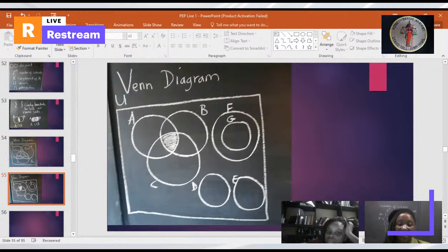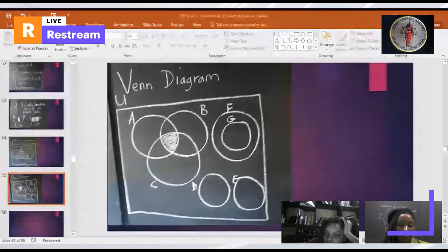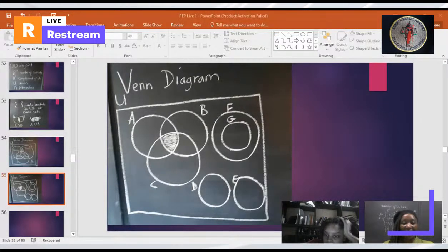All right, so looking at this last diagram, this is the last diagram we're going to be contemplating. Now, we have several sets here. We have set A, set B.